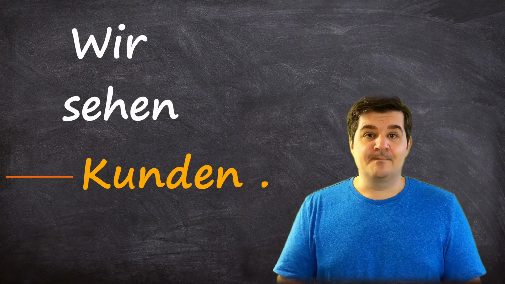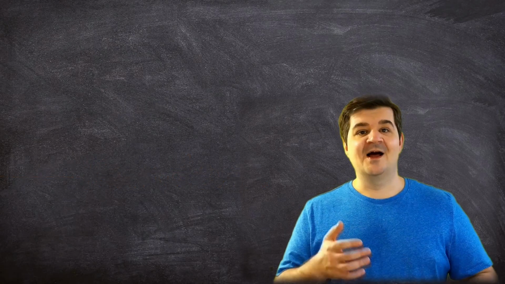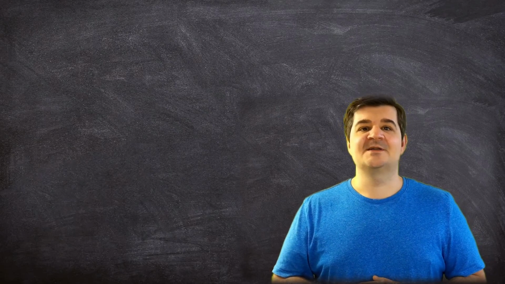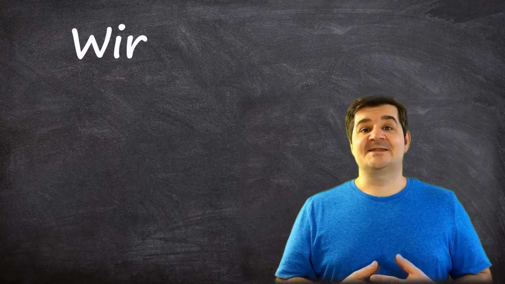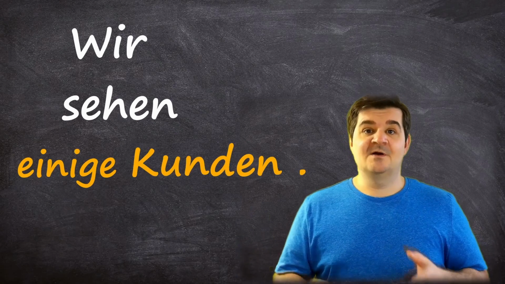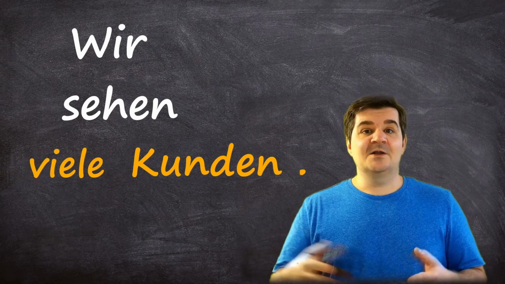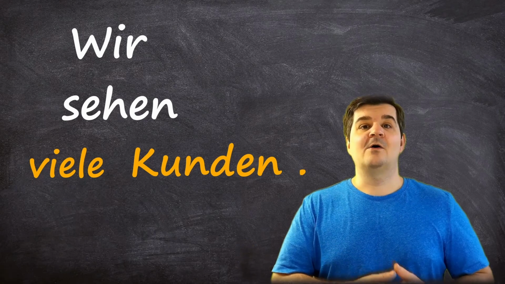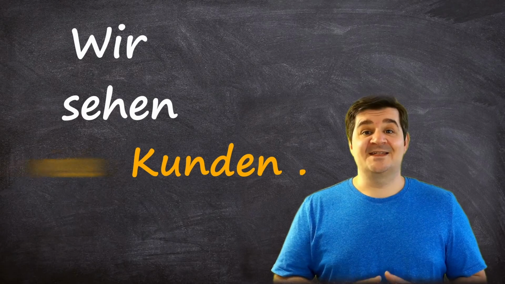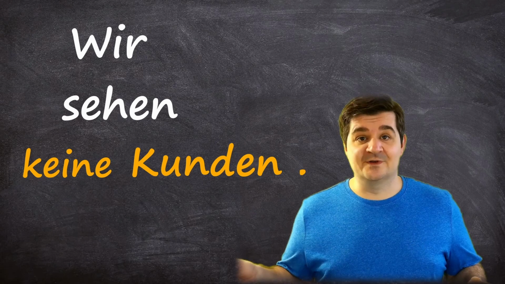Wir sehen Kunden. If you want to address Kunden in an alternative form, if you want to tell how many of them maybe, we will say again our alternatives: wir sehen einige Kunden, we see some customers, or wir sehen viele Kunden, we see a lot of customers, or again, if we don't see any clients, we will say wir sehen keine Kunden. Yeah? Wir sehen keine Kunden.